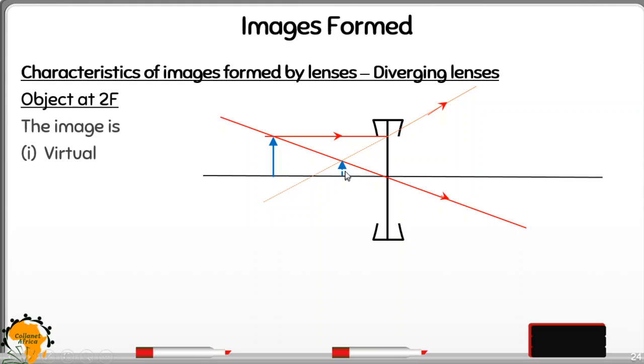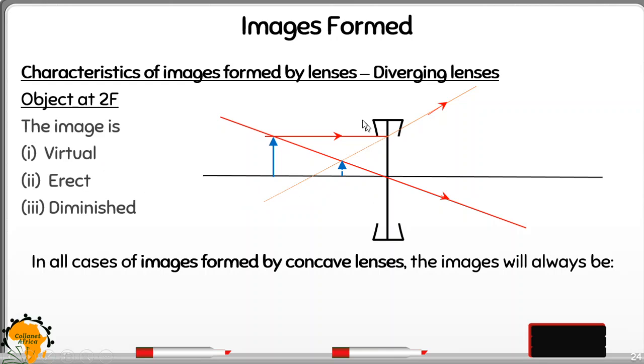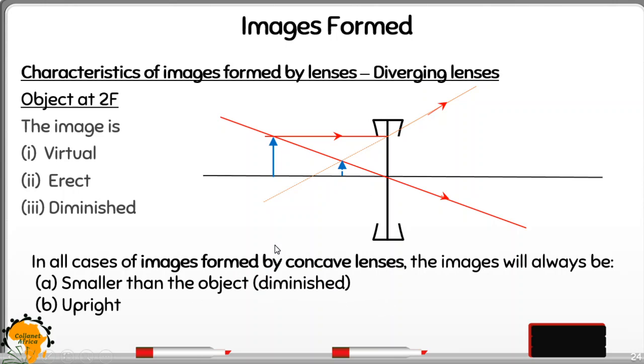Then this image formed is virtual. It is erect, it is diminished, it is smaller than the object. So in all cases, when we are using a concave lens or what we call a diverging lens, all the images formed have the same characteristics: one, smaller than the object, that is they are diminished. Number two, they are upright, and number three, they are virtual, that is they are not real.